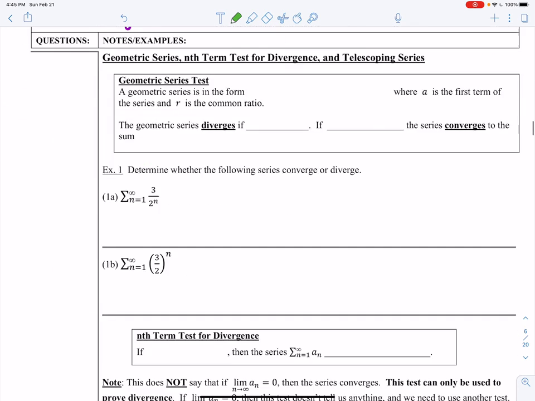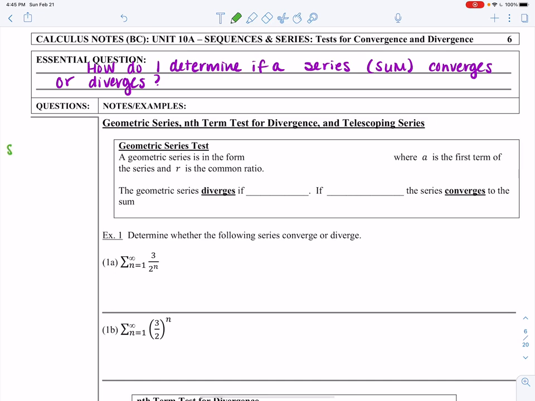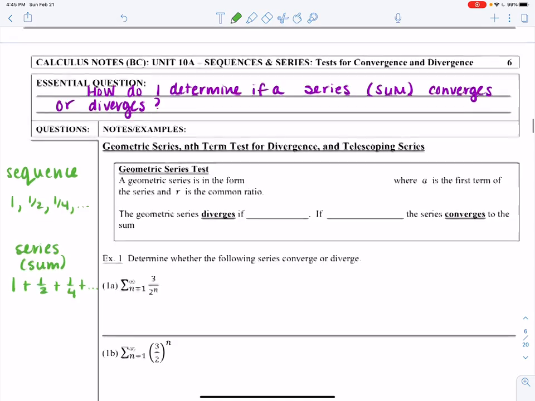Now, as a general review, I want to remind you that a sequence is going to be a list of numbers separated by commas. So like 1, 1/2, 1/4, so on and so forth. A series is a sum of those numbers. So now we're talking about 1 plus 1/2 plus 1/4 plus ... Now, a series convergence and divergence is completely different from a sequence convergence and divergence.